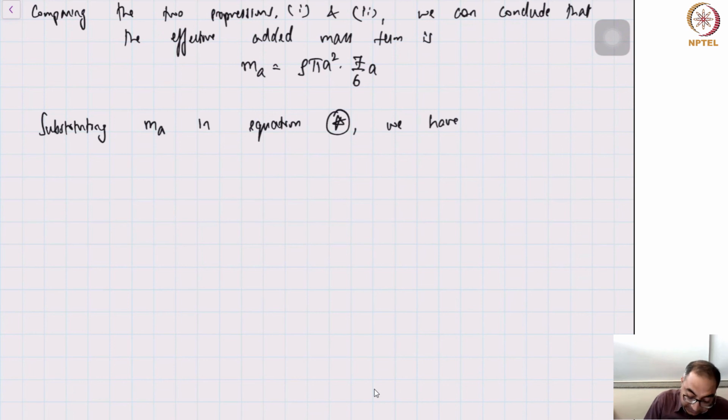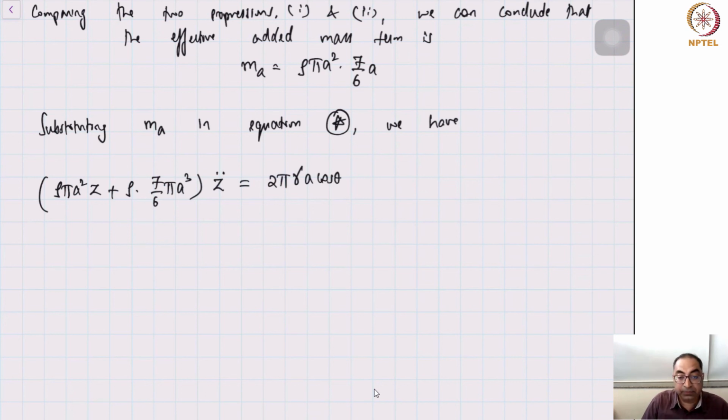We have mass, that is rho pi A square Z, plus the added mass, that is rho times 7 by 6 pi A square pi A cube Z double dot. This will be equal to sum of all the forces. The surface tension force 2 pi gamma A cos theta. Then I have weight. Then I have viscous force.